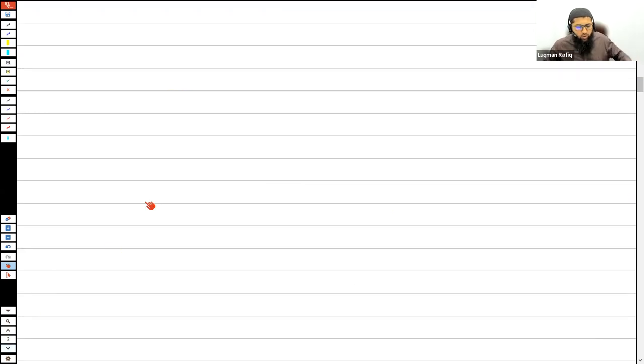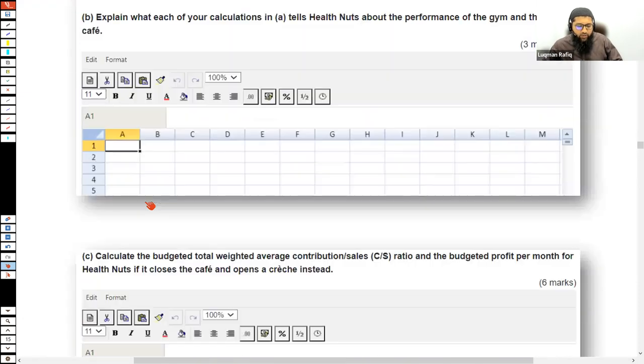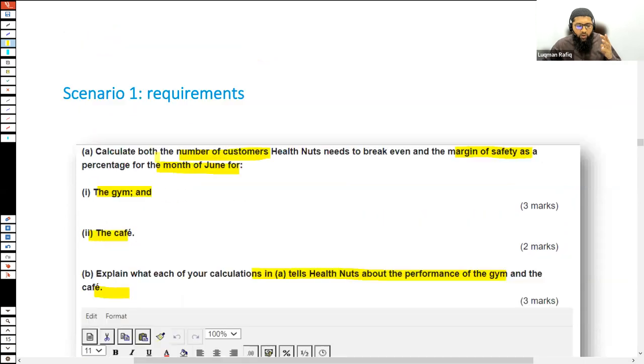So if I could just keep this question in front of you. The first requirement of the question was to calculate the number of customers Health Nuts needs to break even. Number of customers actually means number of units, the break-even point in terms of units, and the margin of safety as a percentage for the month of June for the gym and the cafe. And explain what your calculations tell about the performance of the gym and the cafe. So you have to calculate the break-even point in terms of units, the margin of safety as a percentage, and the third thing is to say what your calculations suggest. That's the requirement of the question.